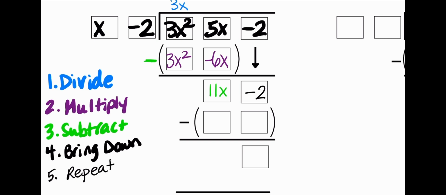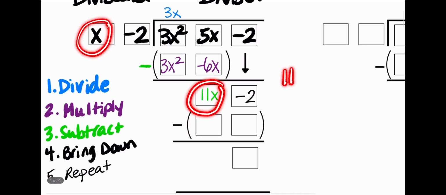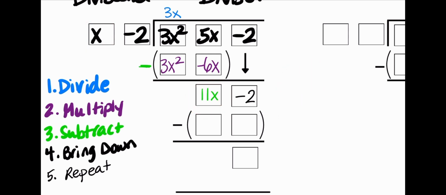All right, repeating. Now we are dividing 11x by x. So 11x divided by x, the x's are going to cancel out, so we're just getting 11. Sorry, we should be writing that up here. Positive 11.